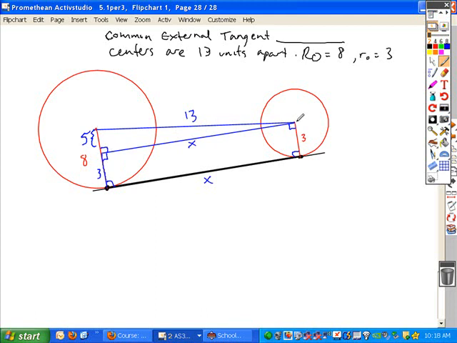Okay, and can you solve for x? Again, I use a pretty convenient number, right? What's x going to be? 12. So we get our answer to be 12.